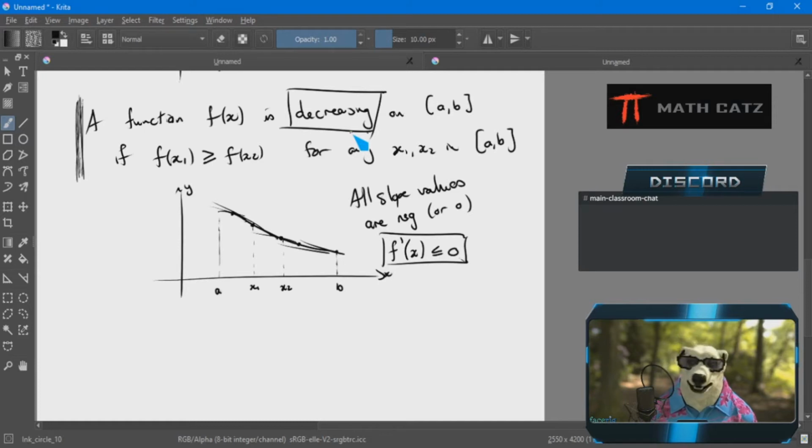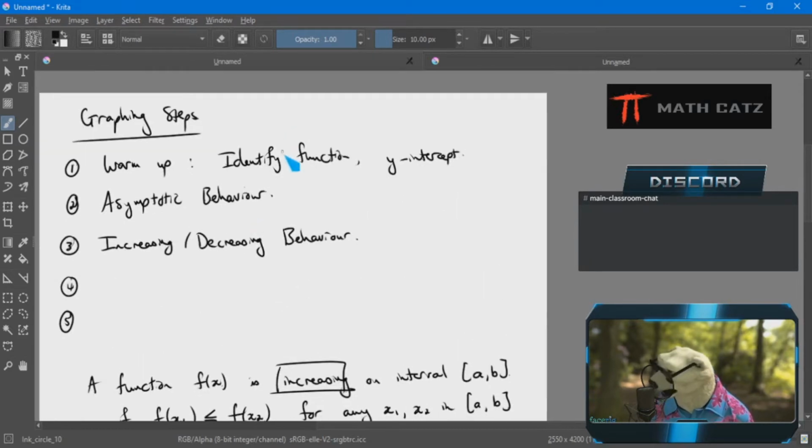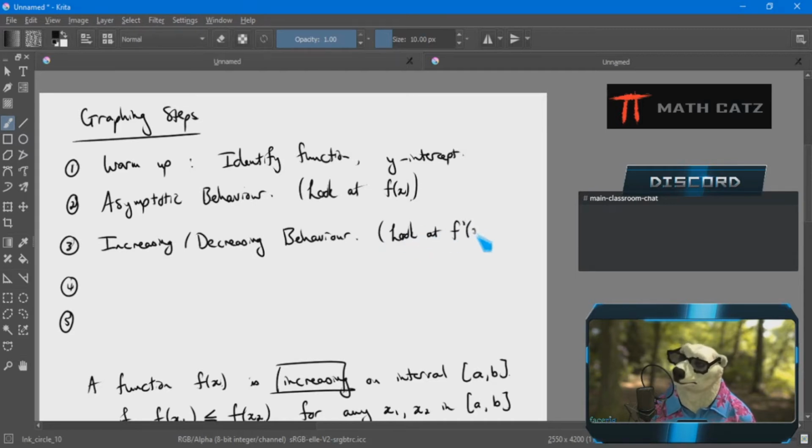Where is the derivative positive? Where is the derivative negative? And then I'm going to have the answer to where it goes uphill, where it goes downhill. So it's actually quite simple. Did I do it on this page? Right. When we looked at asymptotic behavior, I looked at the function. When I look at increasing, decreasing behavior, I'm going to now look at the derivative. So let's do some examples and see what there is to see.